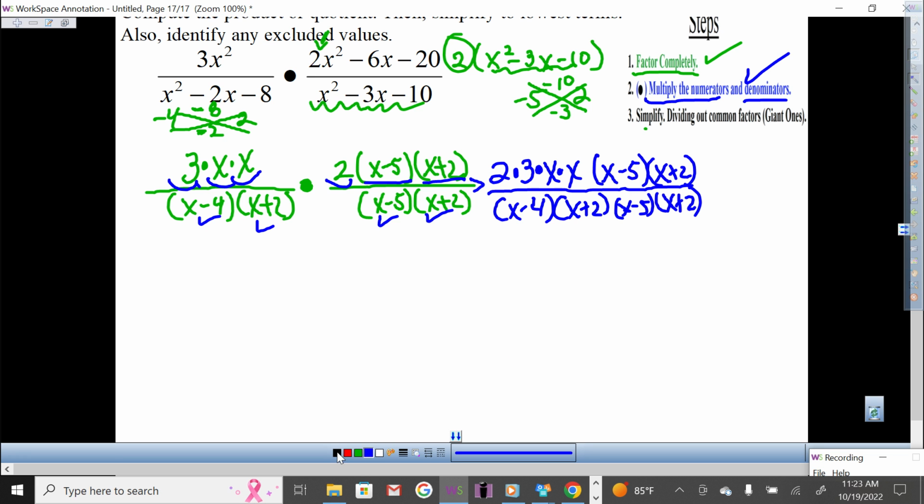Let's go to the last step. Identify giant ones so we can simplify. Tell your neighbor the giant ones, please. What are the giant ones? All right, Fabian, go. X minus 5 and x plus 2, yes, those are my giant ones. So we're left in the numerator with 2 times 3 is 6, x times x is x squared. And the denominator, I'm going to leave it in factored form. We got x minus 4 and x plus 2. And we're done.